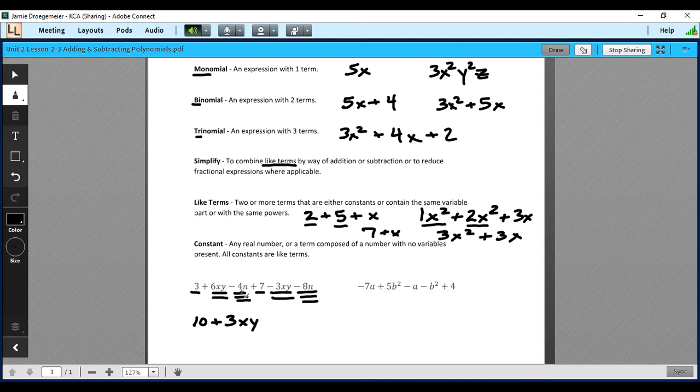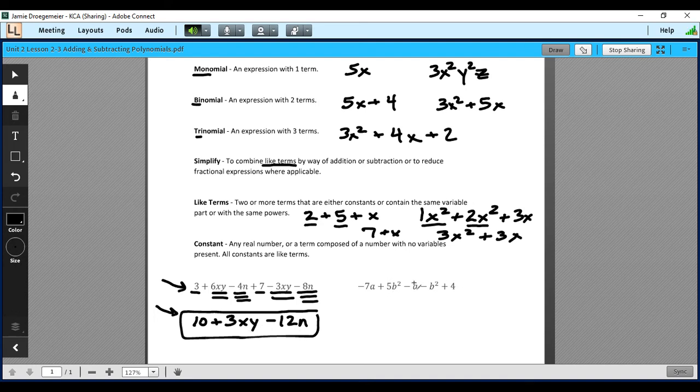And then finally, negative 4n and negative 8n. When I add negative 4 and negative 8, I get negative 12, and I keep that variable. So this would be the simplified form of that expression. This was a polynomial expression. We had 6 terms when we started, and we were able to simplify it into a trinomial with 3 terms.